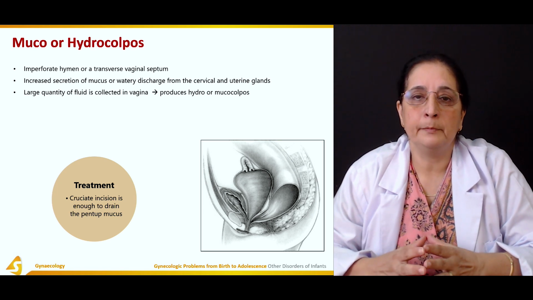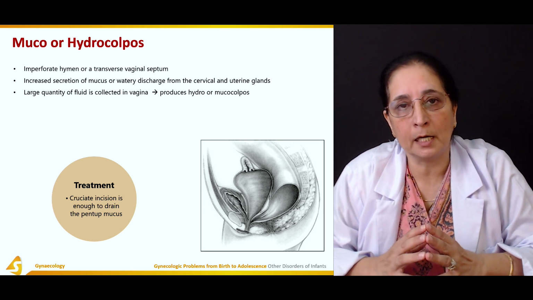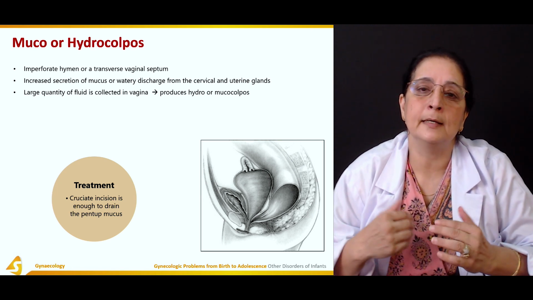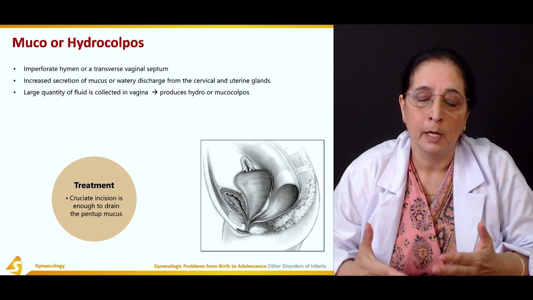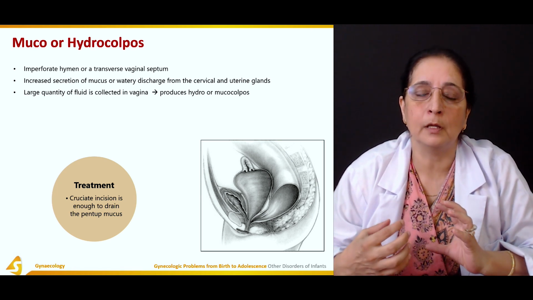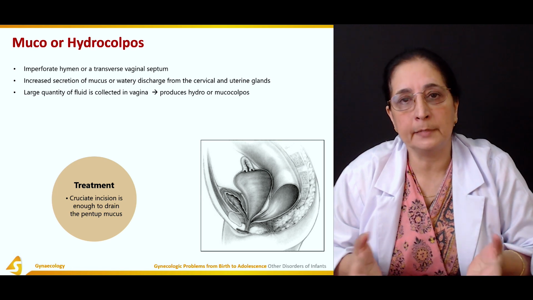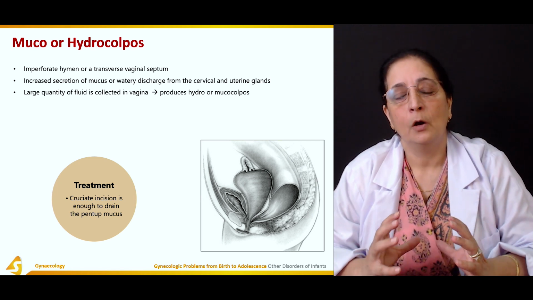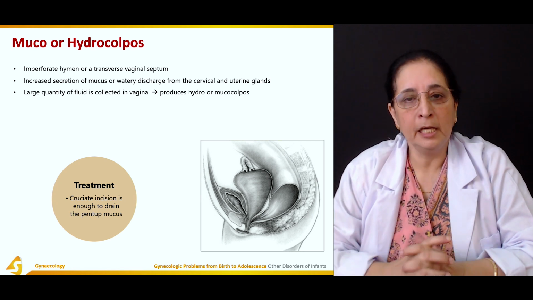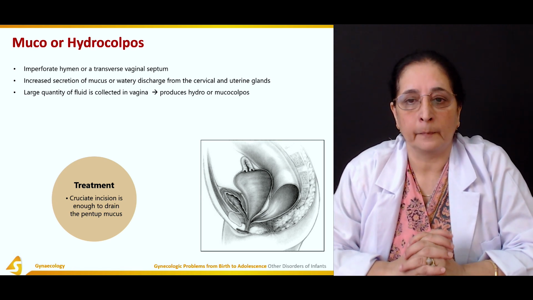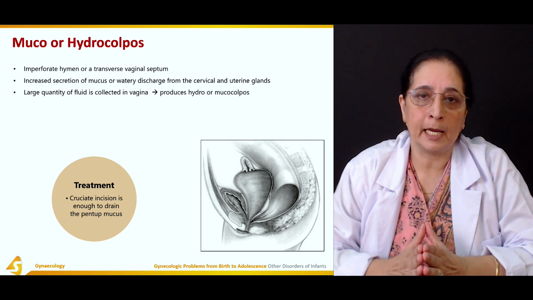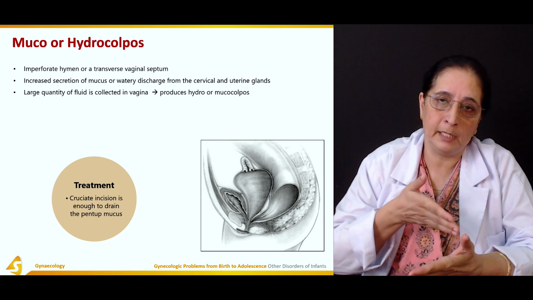Even when the girl starts menstruating and she has an imperforate hymen, there is also collection of blood in the vagina. As a result, it causes pressure on the hymen that sometimes gets perforated, or it can cause a mass leading to hematocolpos also. So this is all as a result of imperforate hymen, or if the septum is present.